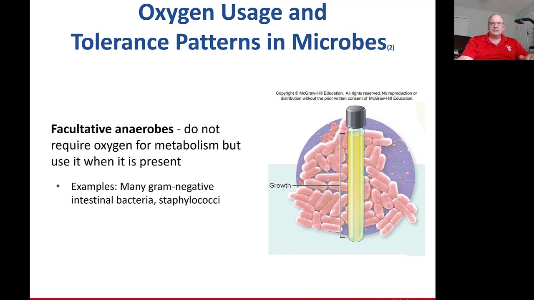Facultative anaerobes do not require oxygen for metabolism, but use it when it's present. A lot of gram-negative intestinal bacteria like E. coli will do that, and Staphylococcus will do that. And so in a tube, we're going to be talking about growth in a tube because it's typically liquid growth, and we can facilitate oxygen diffusion more easily through a liquid.